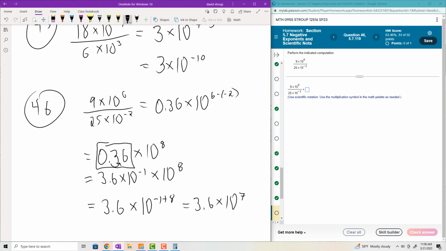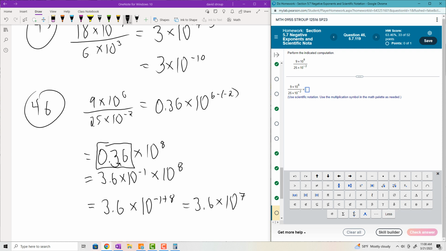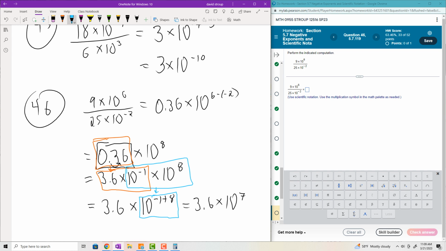So that sometimes happens. You'll do the multiplication, and you'll get a number that's no longer in scientific notation. So you just have to work with the decimal portion to turn it into scientific, which is what I did in this step right here. I changed 0.36 into 3.6 times 10 to the negative 1. And then in the next step, I multiplied out the powers of 10 and got 10 to the negative 1 plus 8. Okay, so that's going to happen. And we have 3.6 times 10 to the 7th.